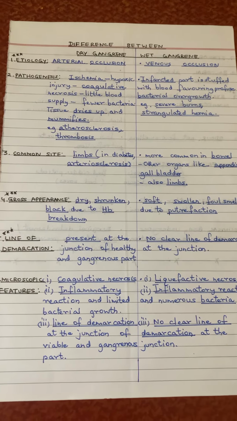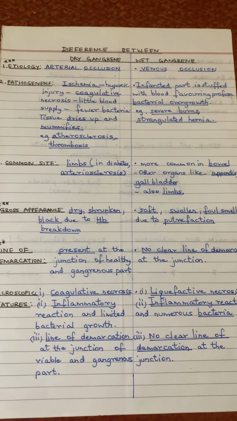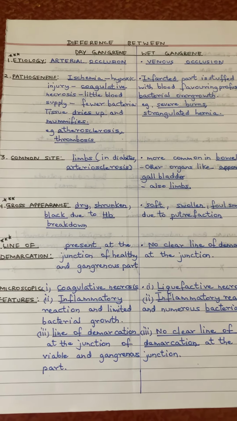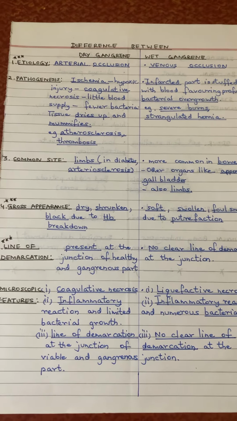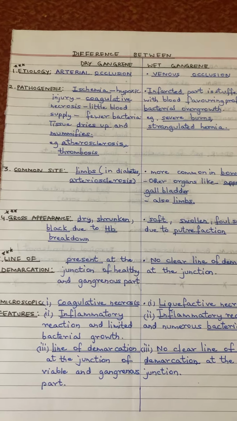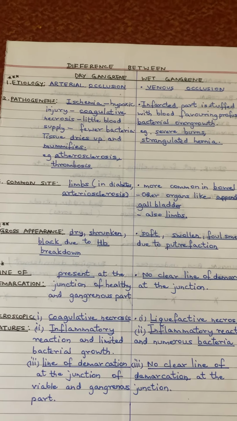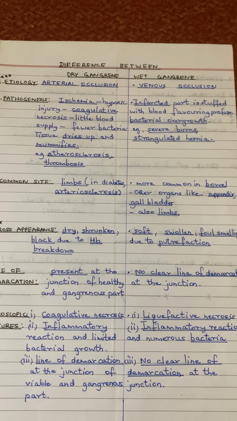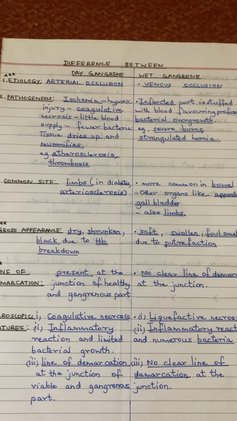Today I am going to discuss a very important exam-oriented difference between pathology topic dry gangrene and wet gangrene. So the first point is etiology. Dry gangrene occurs because of arterial occlusion and wet gangrene occurs because of venous occlusion.